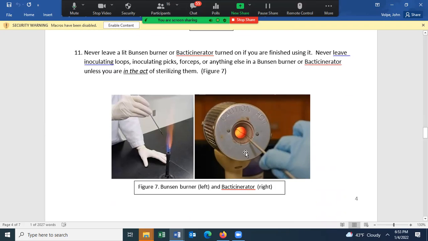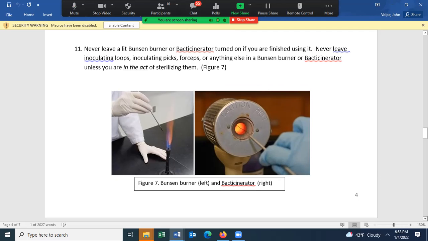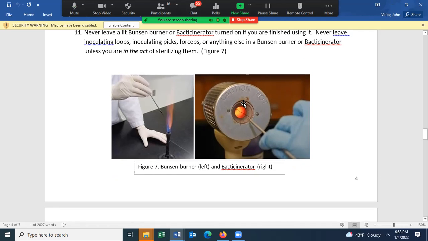We don't use a flame, we use a backflow incinerator. What you do is put either a loop or a wire needle inside the backflow incinerator until it gets red hot. You can see the stone right here on the inside is red hot. When it's red hot, you can bring it out. Usually you need to put it in something like 10 to 20 seconds before it turns red hot, and it depends how hot your stone is.